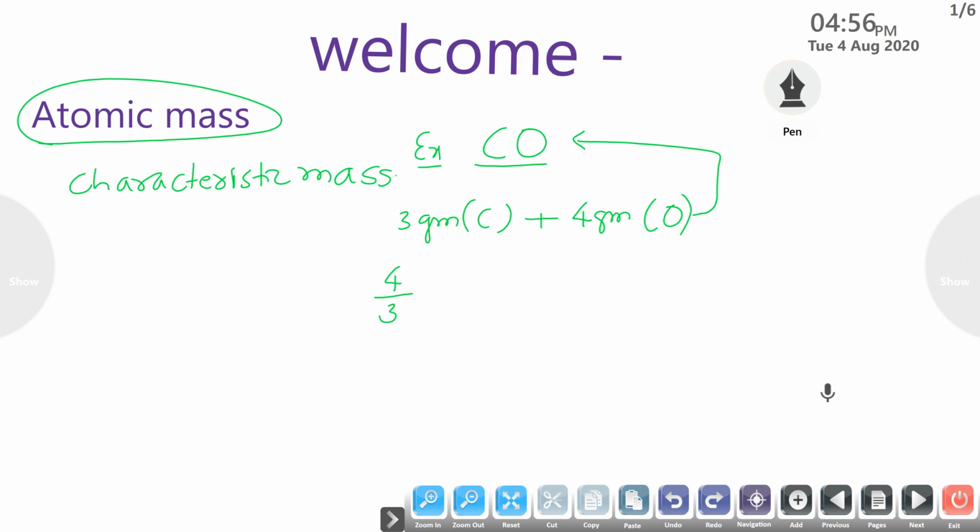Suppose we define the atomic mass unit, that is AMU. Earlier they used the atomic mass unit, AMU, but by the IUPAC recommendations, it is now written as u. Here u means unified mass.